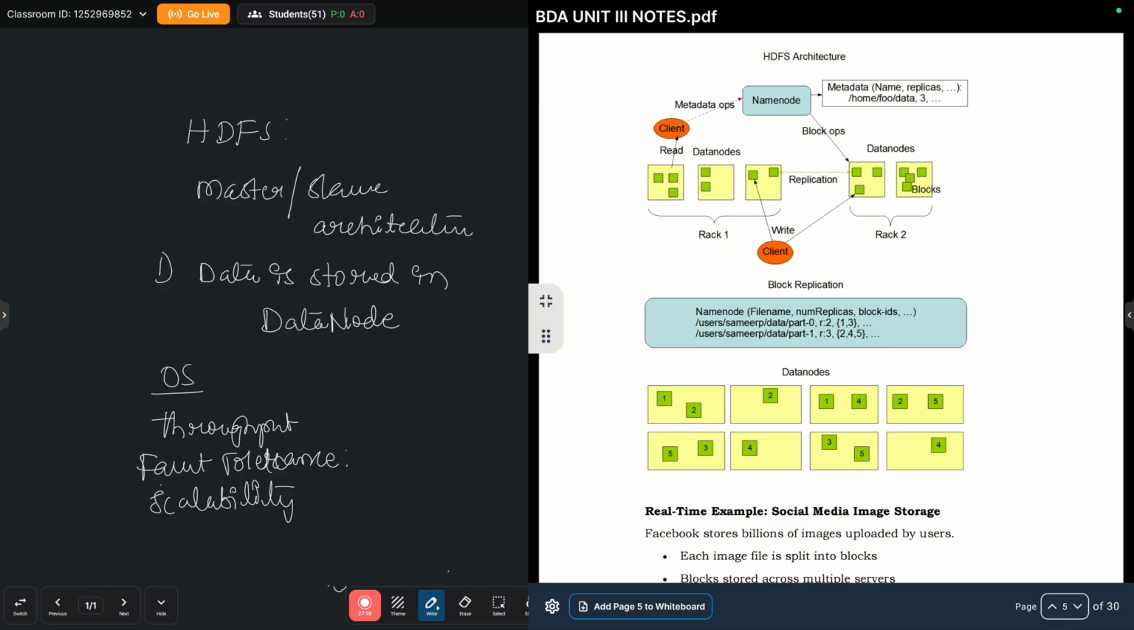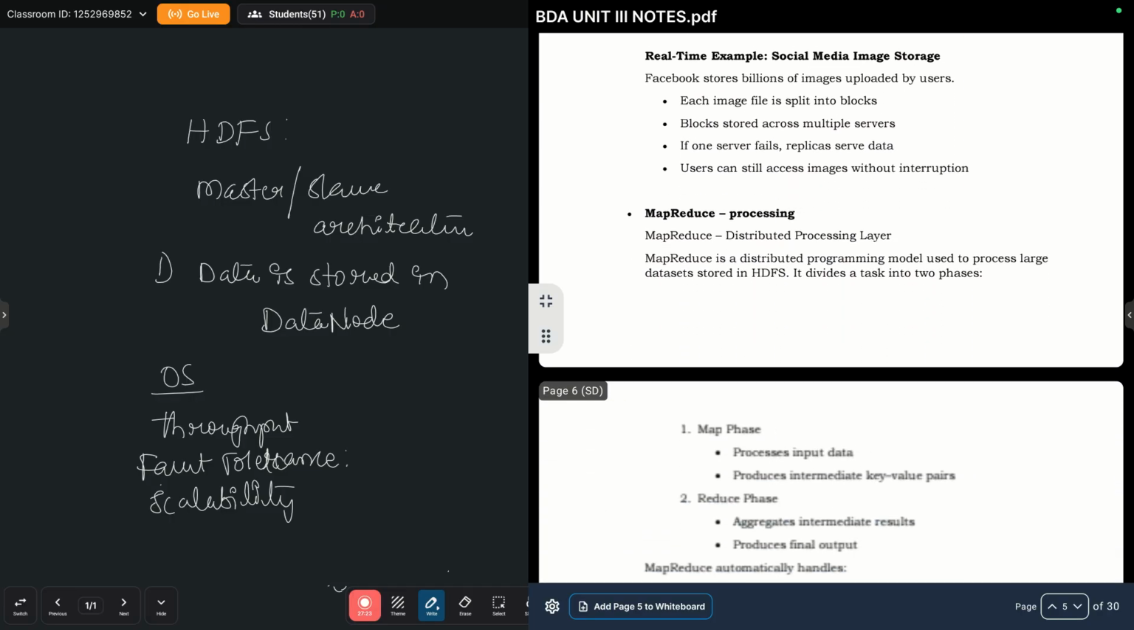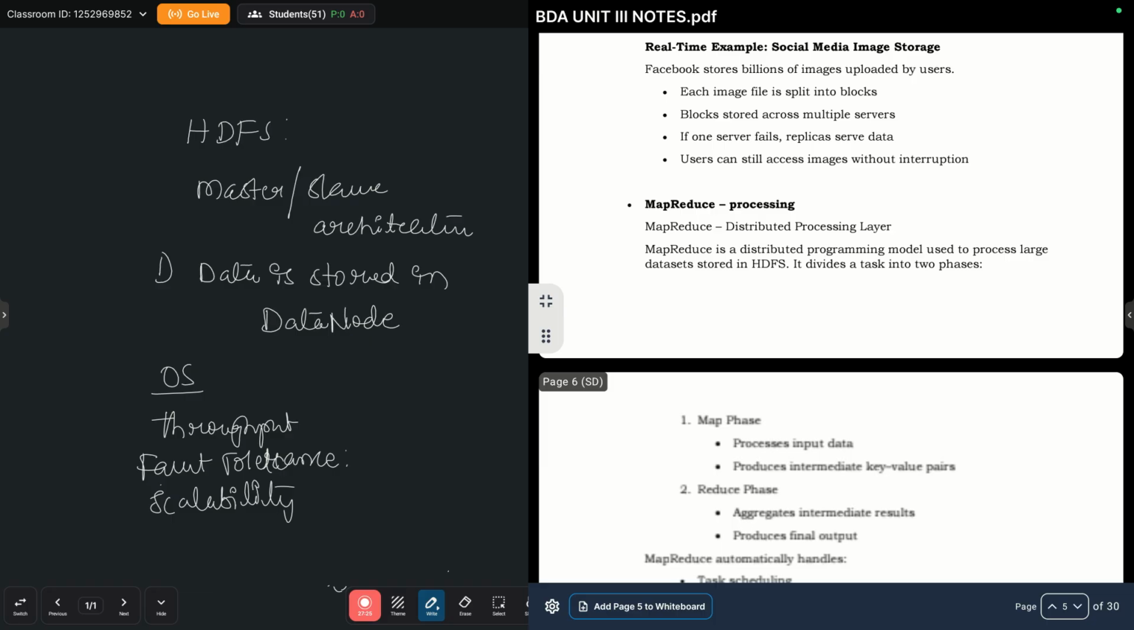Okay, so next, if you see a real time example, like social media image storage, how is this social media image stored in HDFS? For example, let's say Facebook. There are billions of images uploaded by the users. These are the billions of images uploaded by the users to Facebook.